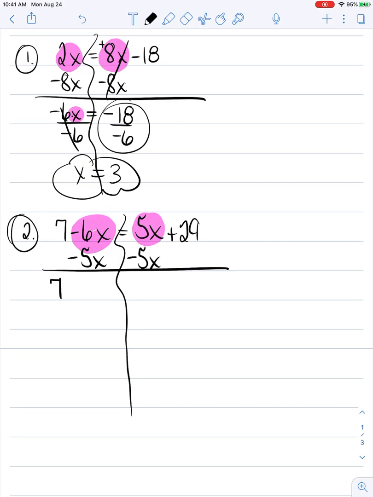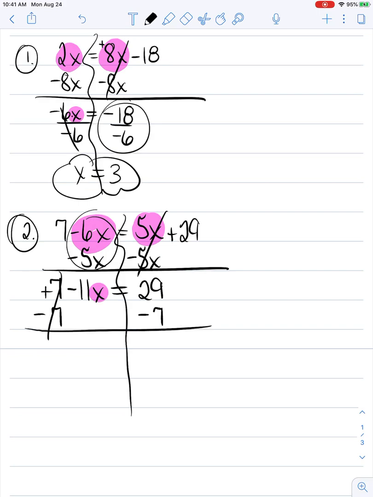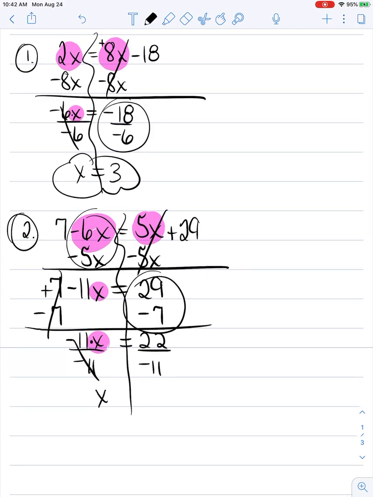And that gives me 7, bring down your 7. Negative 6x minus 5x is negative 11x equals 29. And now I can continue isolating my variable by adding or subtracting first. So here's my variable. The opposite of plus 7 is to subtract 7 from both sides. So I'm left with negative 11x equals, and 29 minus 7 is 22. I still have a number with my variable, so I isolate by doing the inverse. The inverse of times negative 11 is to divide by negative 11. So x equals 22 divided by negative 11 is negative 2. So negative 2 makes this equation true.